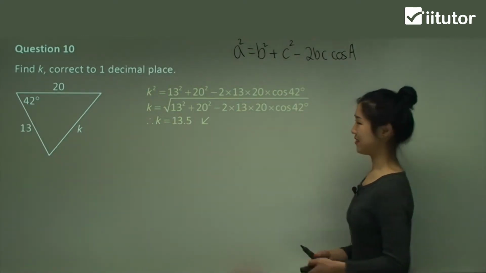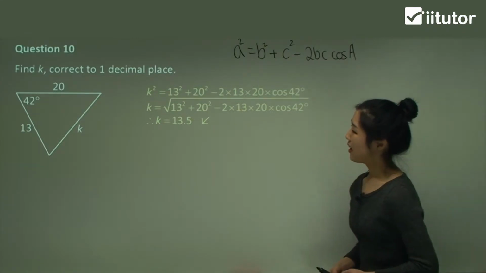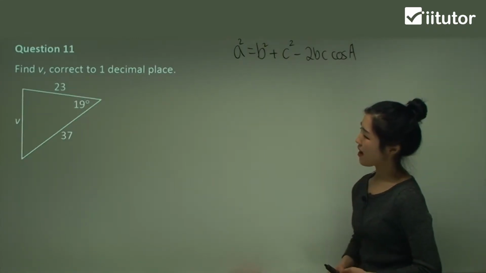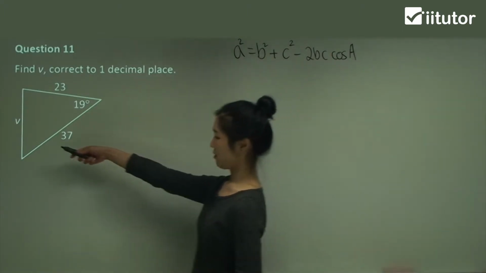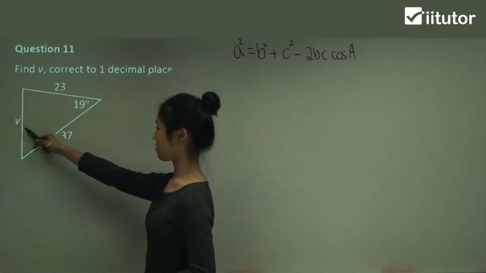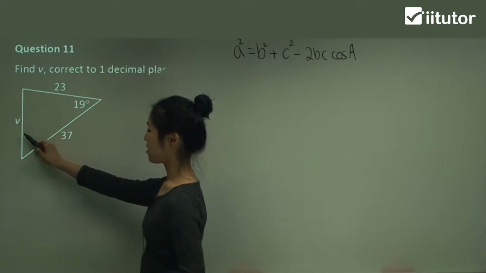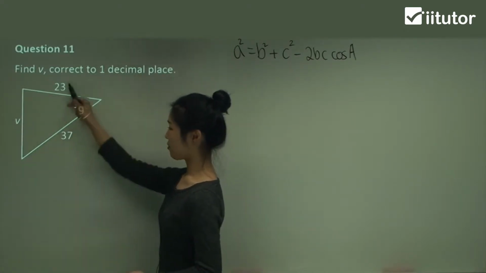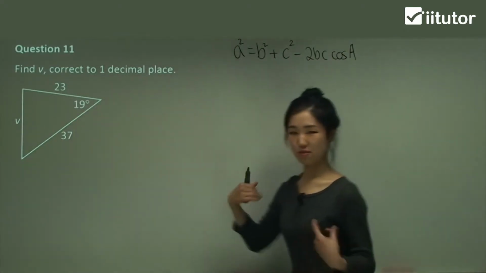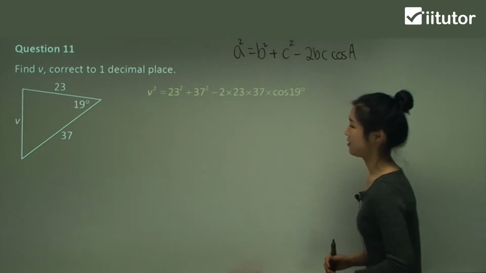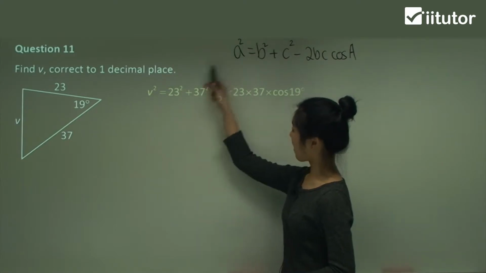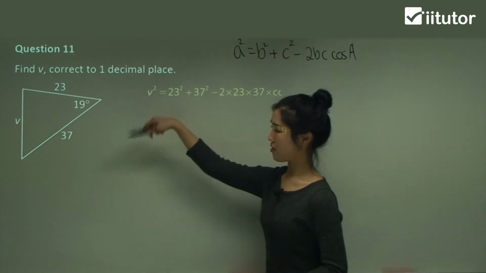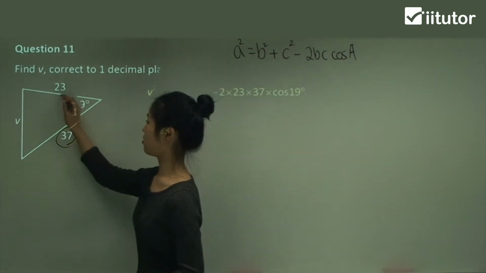Okay, so let's move on. 11 says find v correct to 1 decimal place. So we're looking for v. So it's another side, so it's going to be easy because it's very similar to the previous 2 questions. V, we've got an opposite angle and we've got the other 2 remaining sides. So just go straight to the cosine rule, just like that. So v squared, the side squared, which is going to be our a, equals the other 2 remaining sides, which is 37 and 23.